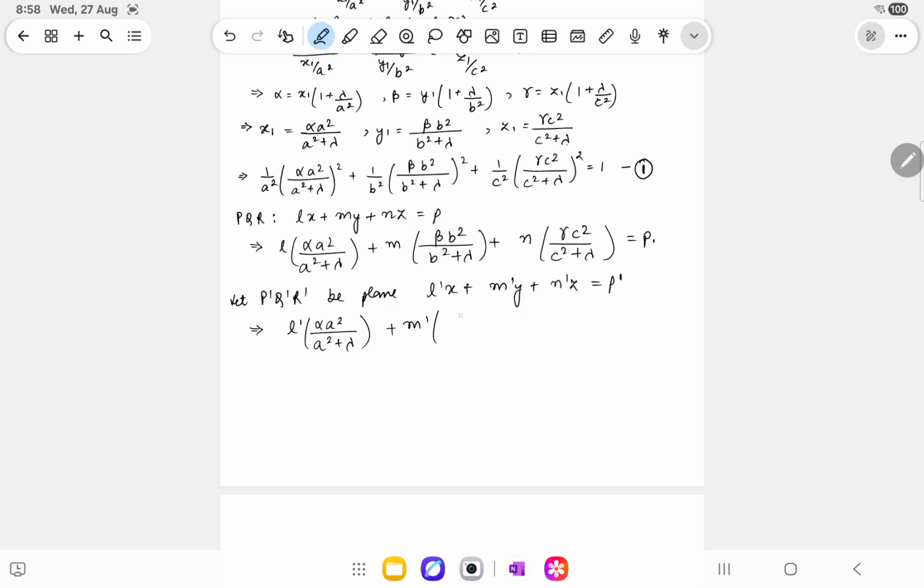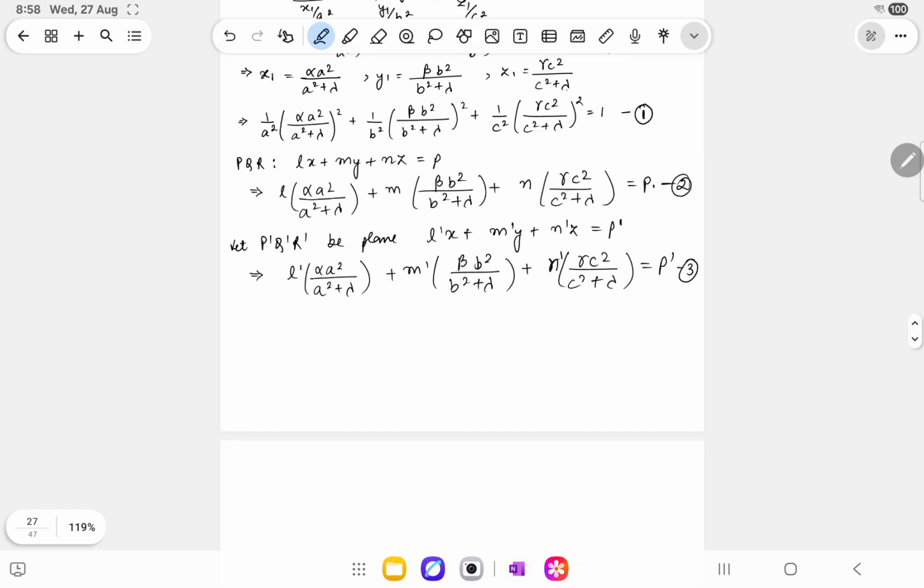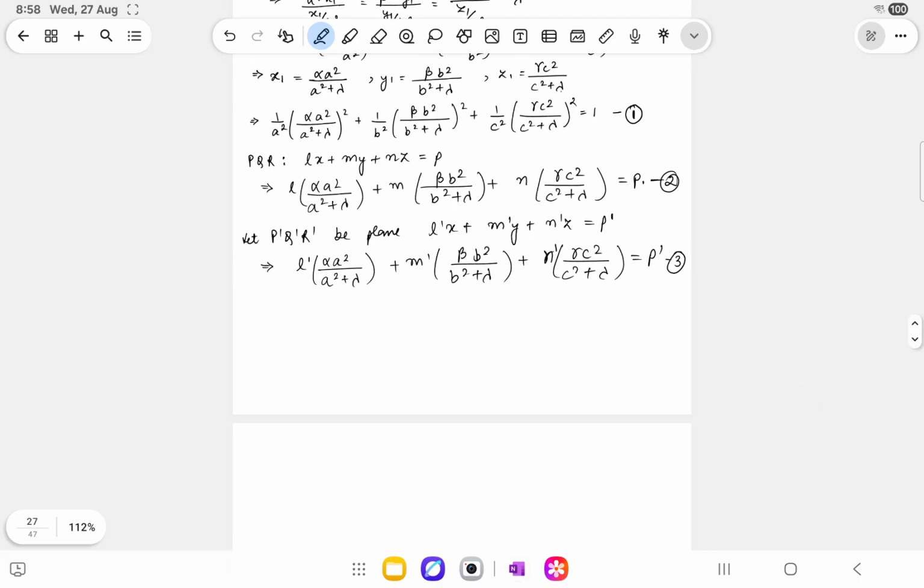So that is basically beta b square upon b square plus lambda plus n dash gamma c square upon c square plus lambda is equal to p dash. Let us name it as 2 and let us name this as 3. So from 2 and 3 I got 2 cubic equations, and if I take the product of these equations 2 and 3, I'll basically get the equation 1.